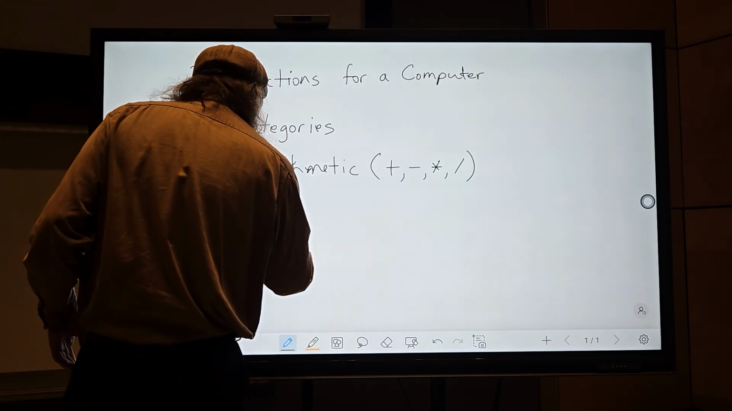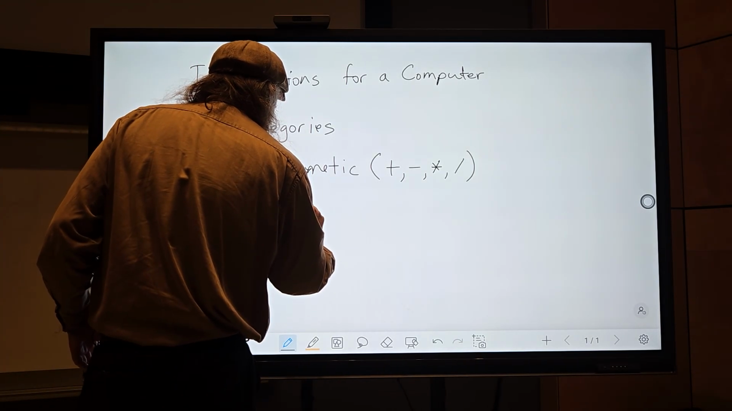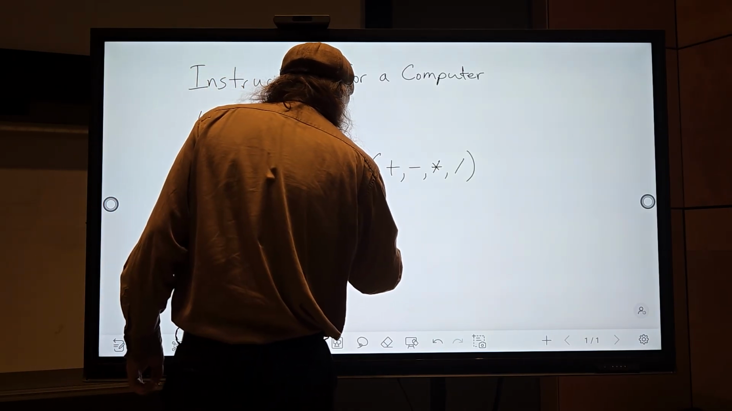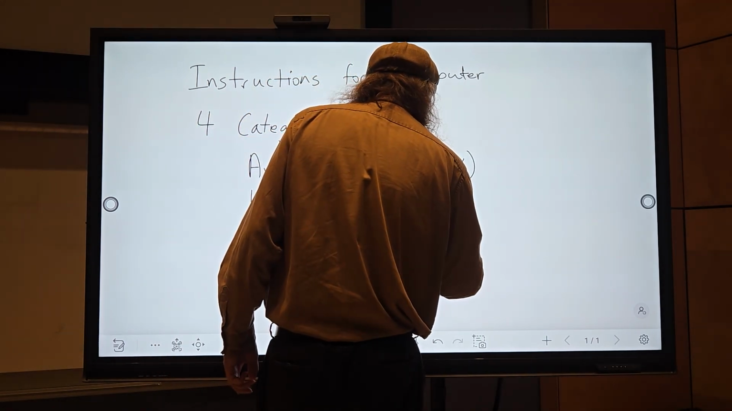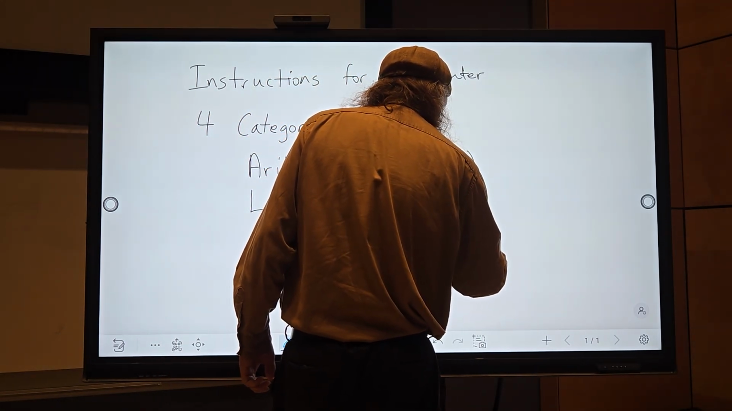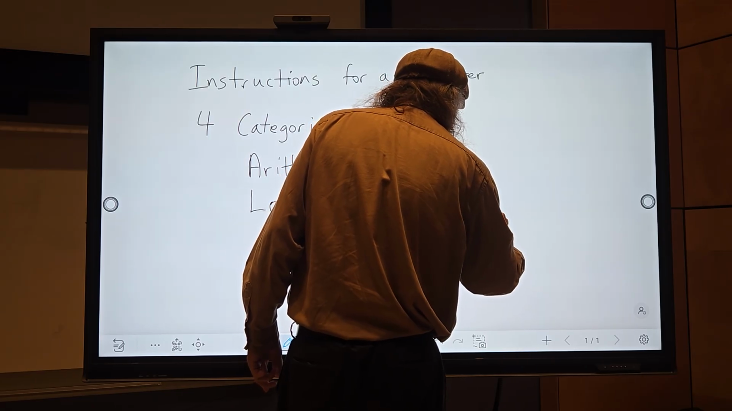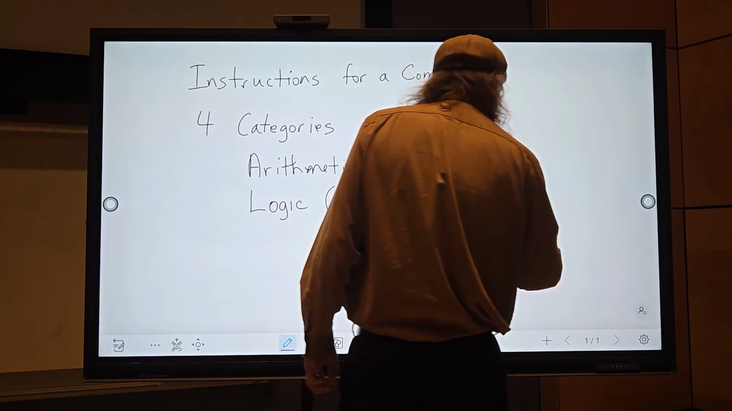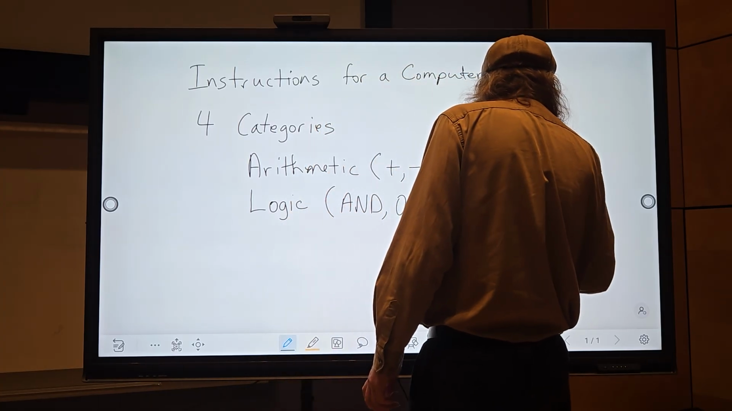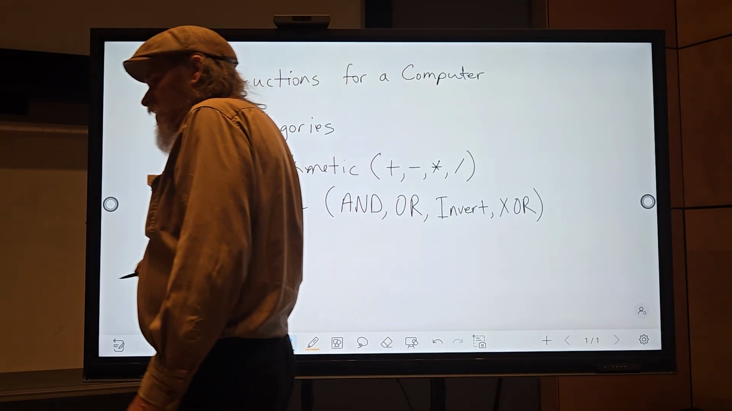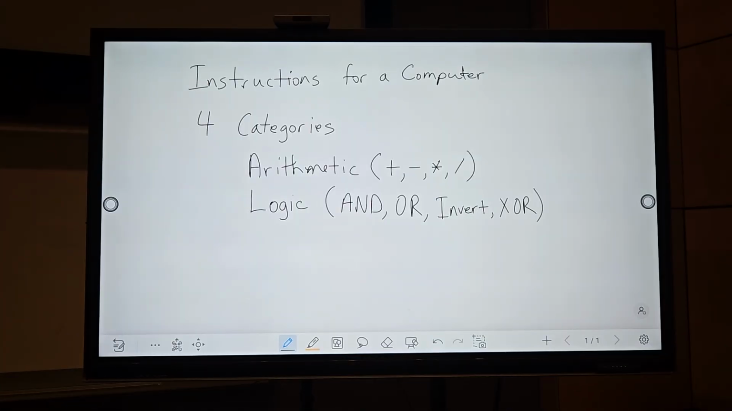Then there's logic instructions. That's your and, or, invert, and XOR. That's usually the extent of what is available to a processor.